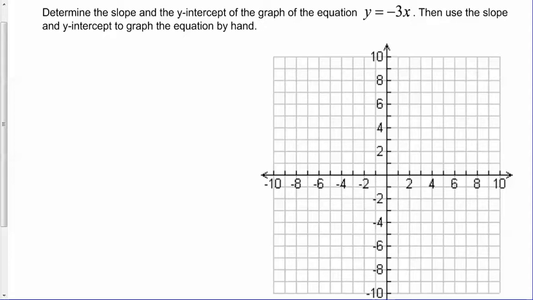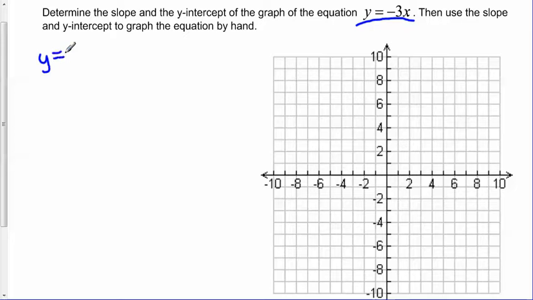Determine the slope and the y-intercept of the graph of the equation y equals negative 3x. Then use the slope and y-intercept to graph the equation by hand. Now let's look carefully at this equation that they've given us here. Y equals negative 3x. So I'm seeing something that's sort of looking familiar.